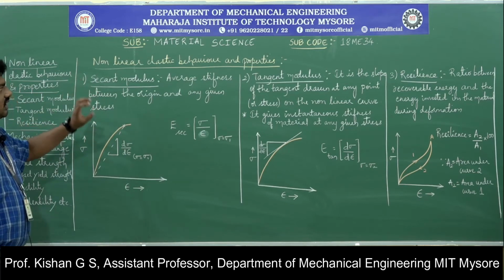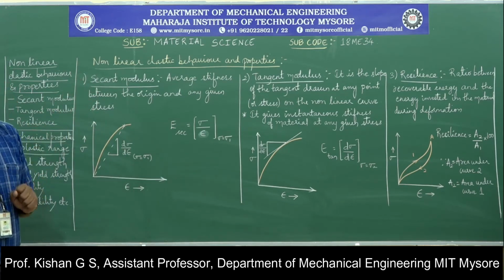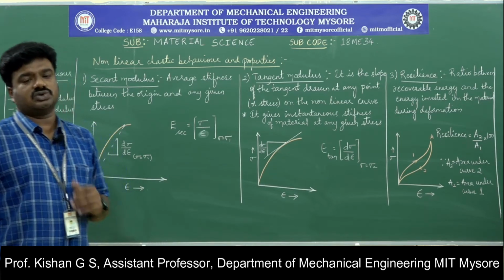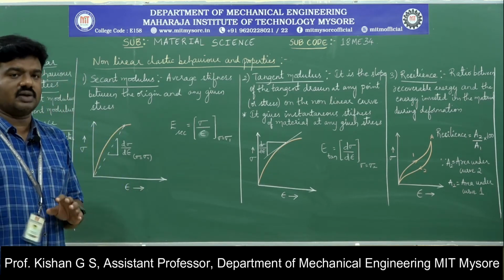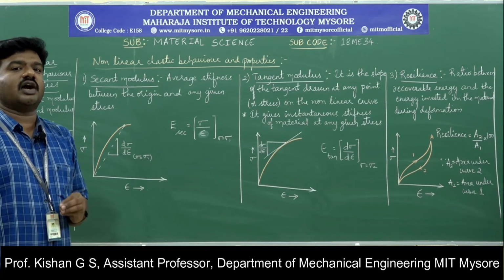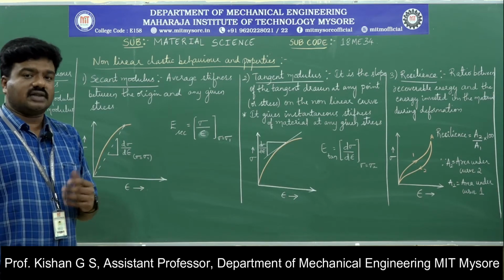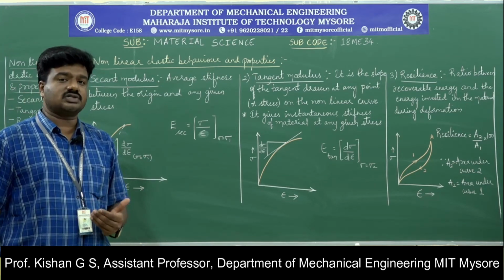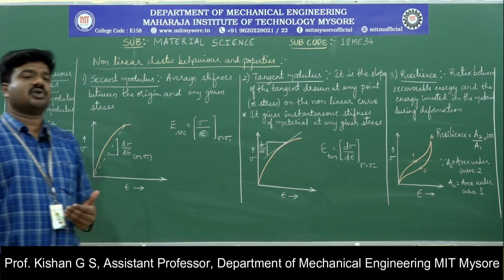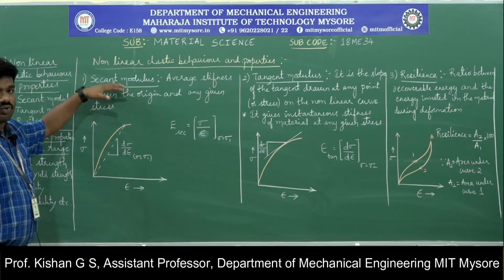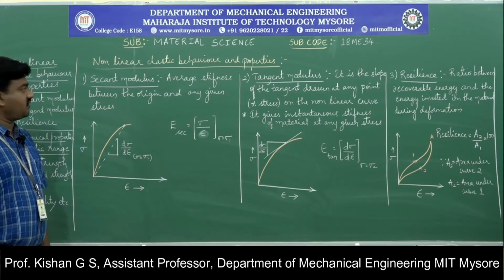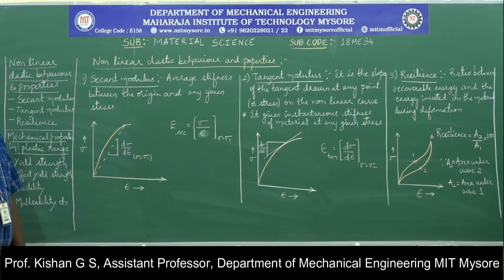The reason behind identifying the secant modulus is that in a non-linear proportionality limit between stress and strain over a material, it is highly impossible to identify the stiffness. When we are not in a position to identify the stiffness, we define a term called secant modulus. What is the secant modulus? It is defined as the average stiffness between the origin and any given stress.